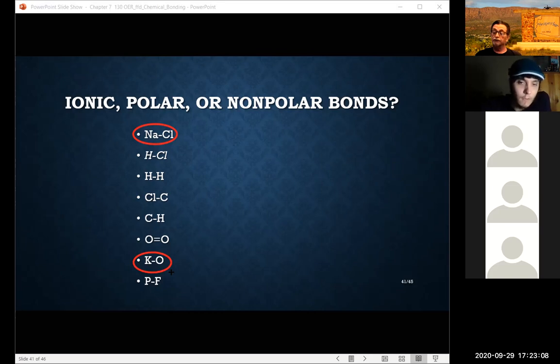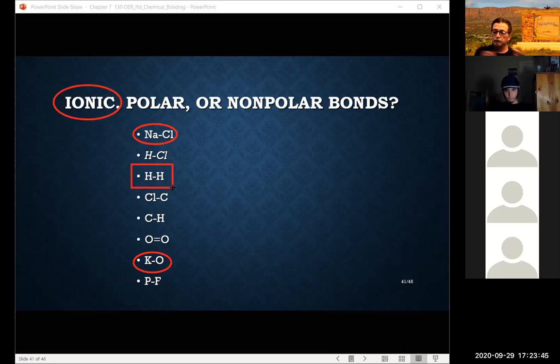Yep, right, because potassium is a metal. Oxygen is a non-metal, just like sodium is a metal and the chloride is a non-metal. So that is ionic. Remember that. That implies that everybody else here has to be covalent because there's no other metal, non-metal combination.